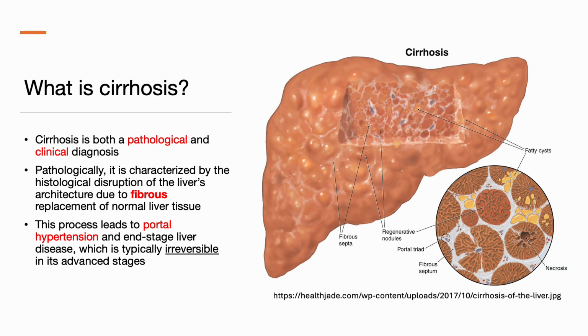Cirrhosis is both a pathological and clinical diagnosis. Pathologically, it is characterized by the histological disruption of the liver's architecture due to the fibrous replacement of normal liver tissue. This process leads to portal hypertension and end-stage liver disease, which is usually irreversible in its advanced stage.